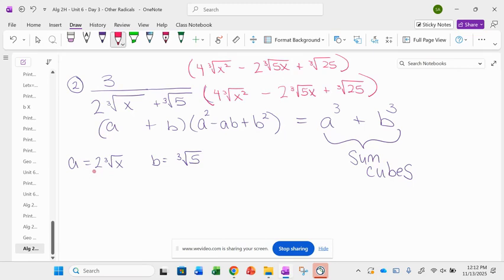Okay, so our a is 2 cubed root x, right? So a squared is 2 cubed root x times 2 cubed root x, which is going to be 4 cubed root x squared.